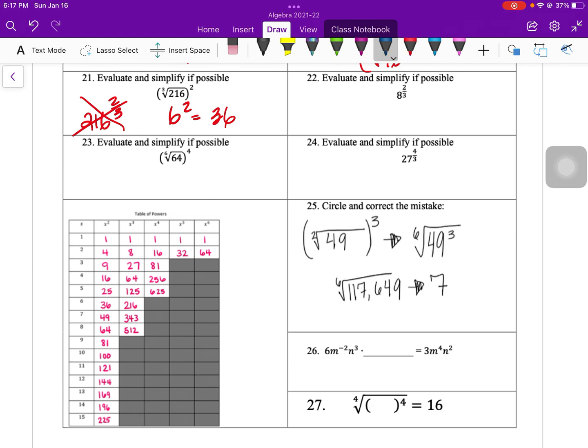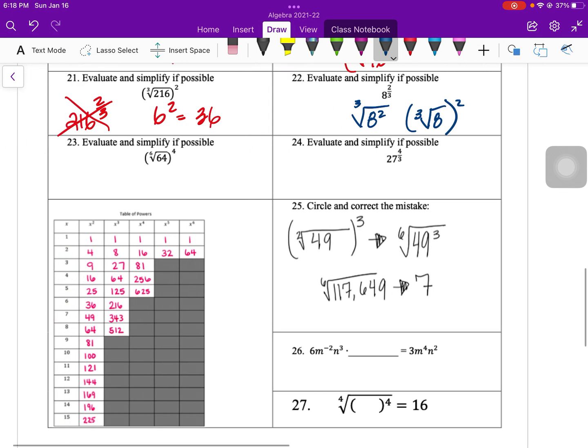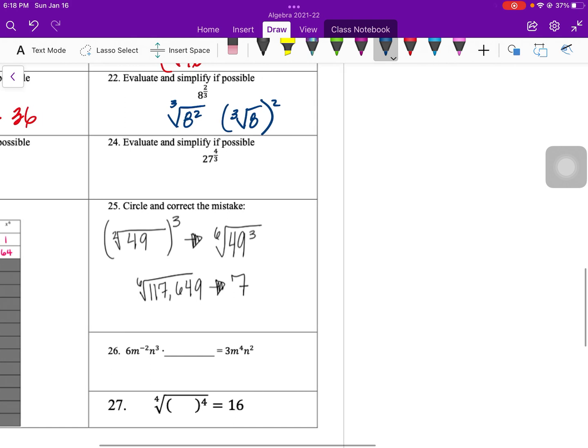Evaluate and simplify 8 to the 2/3. So again, I'm going to try this in radical form. So we have the square, let's see, power over the root. Okay, so I think, again, parentheses are going to help me here. So I want to do the cubed root of 8, and then eventually we're going to square that. So the cubed root of 8 means what number multiplied by itself 3 times is 8, and I believe that is 2. And then 2 squared is 4.